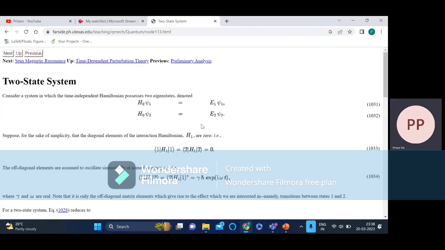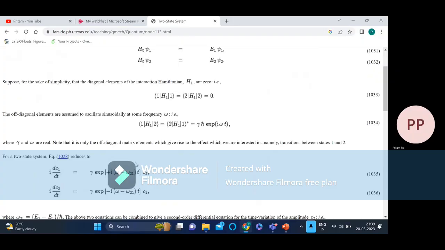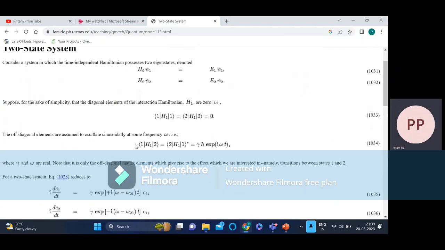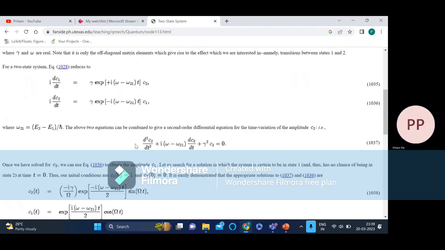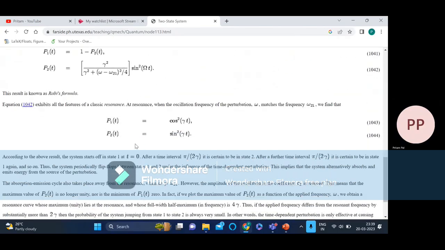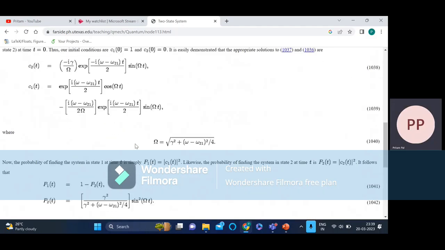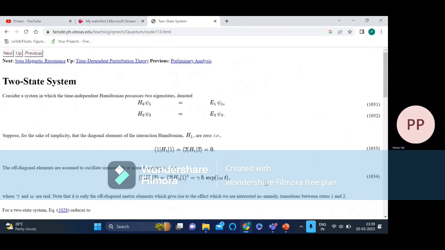If you calculate this, just for the sake of simplicity, you can consider the diagonal elements of the interaction Hamiltonian to be zero. So this is how it has been calculated. And also look into this example if you want.